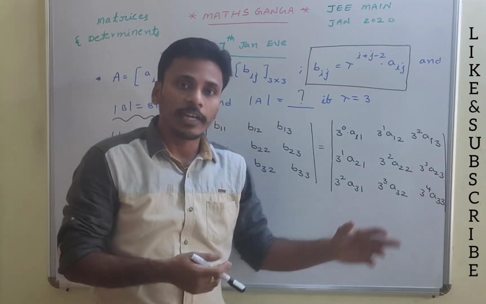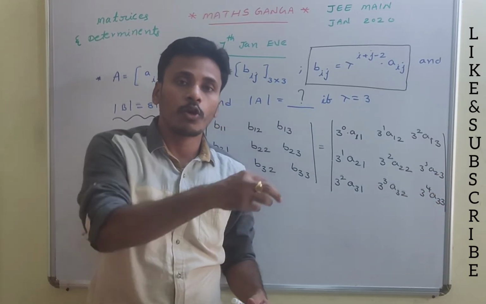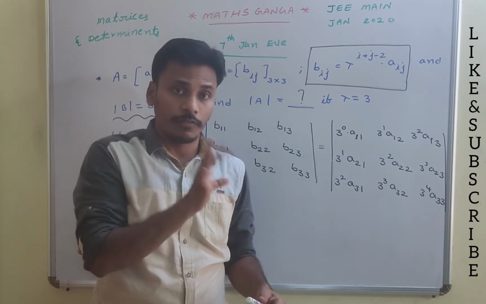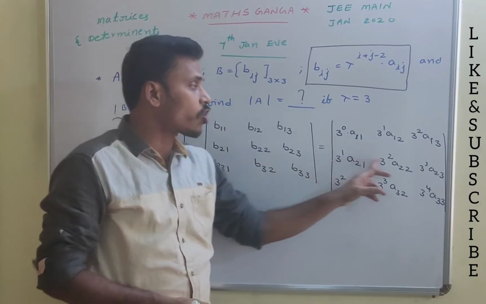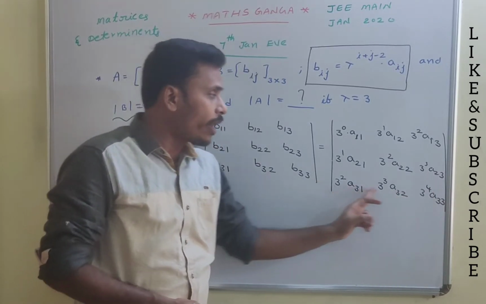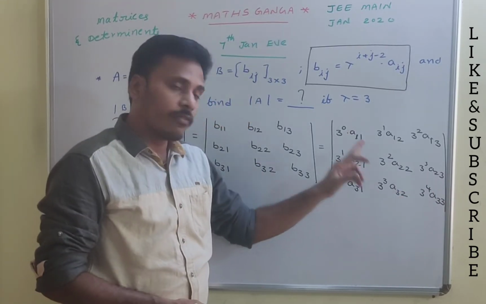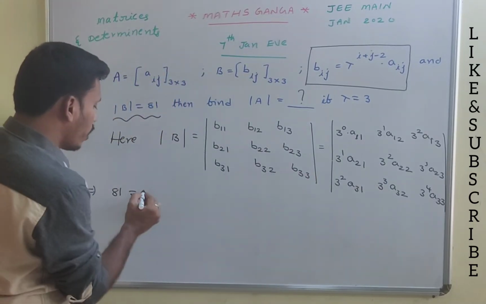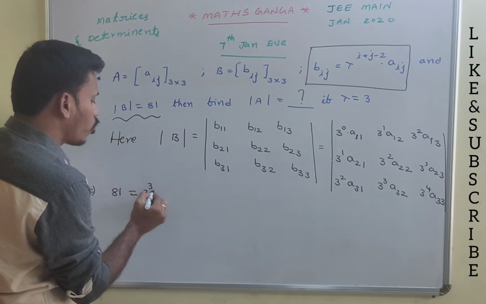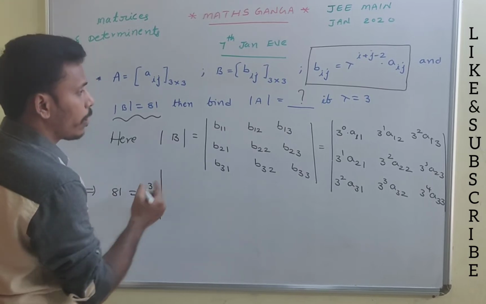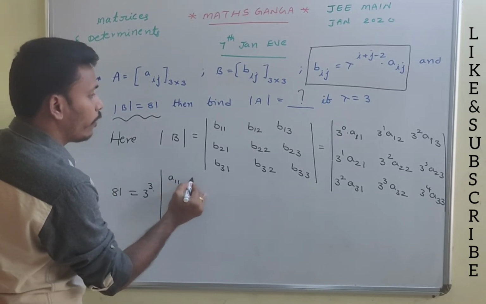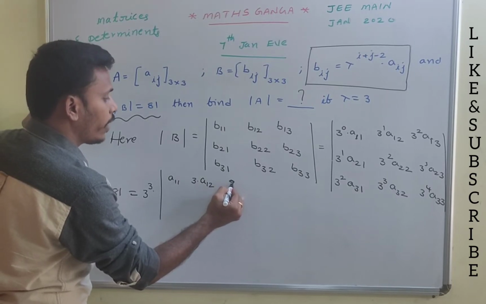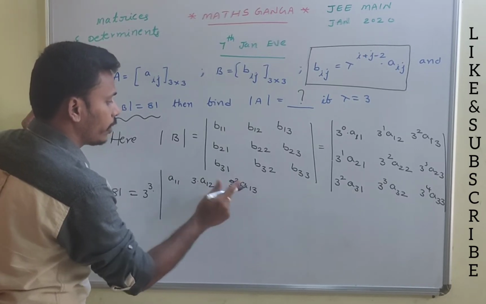See, in determinants, you have a chance to pick out a common number for any one row or any one column. So 3 is common for the second row, and 3 square is common for the third row. If you pick them out, 3 into 3 square, that is 3 cube, comes out, and then it is the determinant of a11, 3 times a12, and then 3 square times a13.